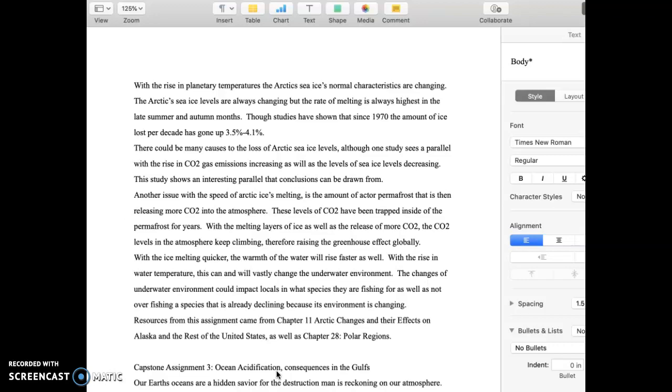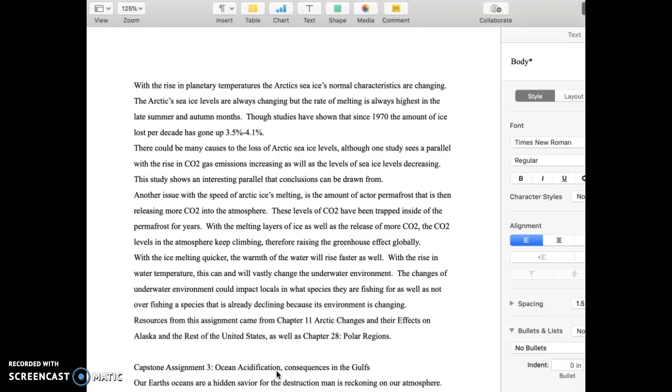Another issue with the speed of the Arctic ice's melting is the amount of active permafrost that is then releasing more CO2 into the atmosphere. These levels of CO2 have been trapped inside of the permafrost for years. With the melting layers of ice as well as the release of more CO2, the CO2 levels in the atmosphere keep climbing, therefore raising the greenhouse effect globally.